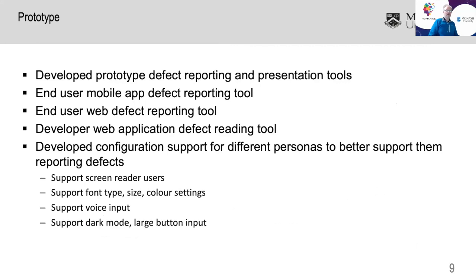Once we've done these persona developments, cognitive walkthroughs, identified a number of defect reports of existing interfaces, we developed 2 prototypes to allow defect reporting and then defect reading. So we developed a mobile and web interface for our defect reporting tool prototype. This was used by the different personas to enter the appropriate defect reports, for example, as shown on the previous slide. And then we had a web application for developers that presented these defect reports to them for them to use.